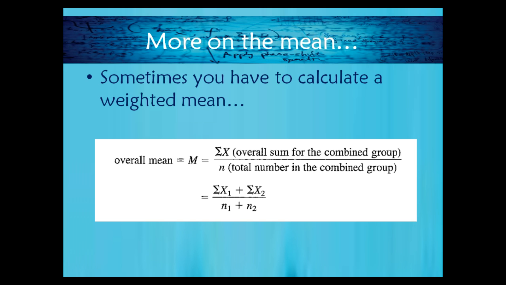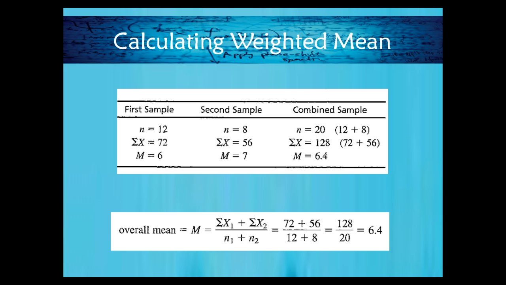Sometimes you do have to calculate a weighted mean, and that's when you have two groups and maybe one group is larger than another. So that would basically be summation of x, the overall sum for the combined group, over n, the total number in the combined group. So summation of x sub 1 plus summation of x sub 2 over n sub 1 plus n sub 2. You won't encounter that much in this class, but you should be aware that this possibility exists. If you're later trying to calculate a mean or do research in the field, you'll realize you need to differentiate for weighted mean.